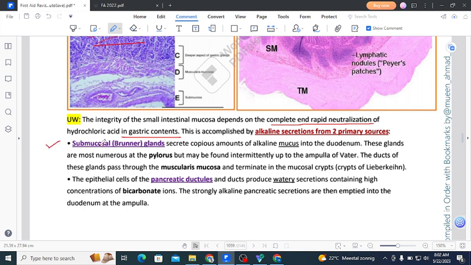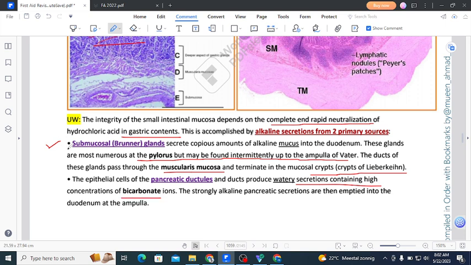Number one, the submucosal Brunner glands secrete a copious amount of alkaline mucus into the duodenum. The glands are most numerous at the pylorus but may also be found intermittently at the ampulla of Vater. The ducts of these glands pass through the muscularis mucosa and terminate in the mucosal crypts, the crypts of Lieberkühn. The epithelial cells of the pancreatic ductules and the ducts produce watery secretions containing a high concentration of bicarbonate ions.